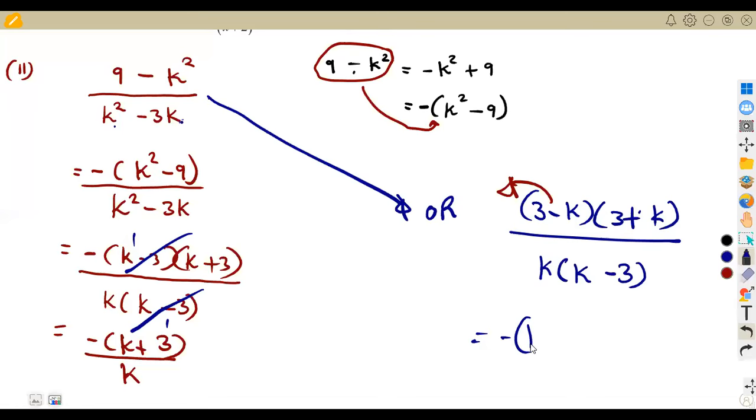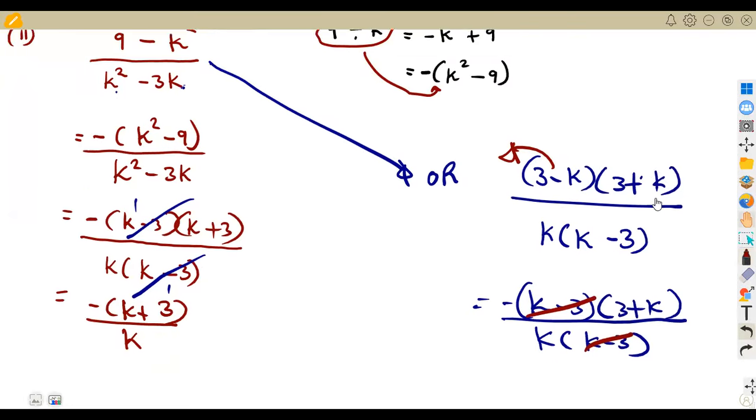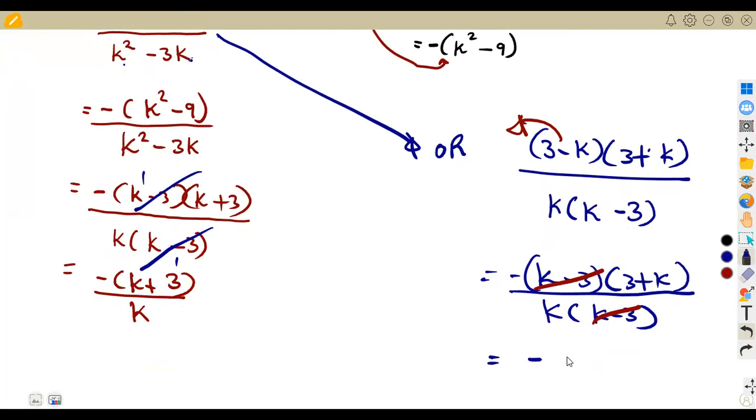A positive k like this, all right? Then the 3 divided by a negative gives us a negative 3. This one is not affected, it's not the one that I'm focusing on. So I just write it as it is, 3 plus k. Everything over the bracket here, k into k minus 3. So now I can cancel, they are the same, these ones. So at the end, I'm going to obtain minus into the bracket of 3 plus k over k. These ones, they are the same.